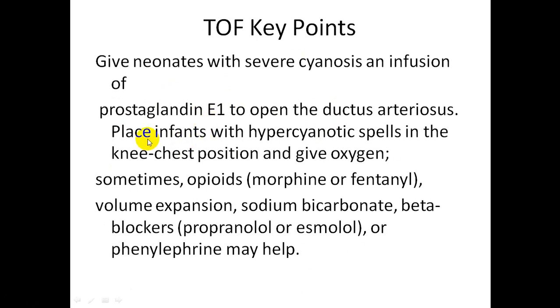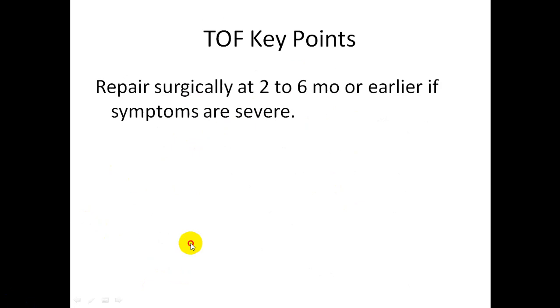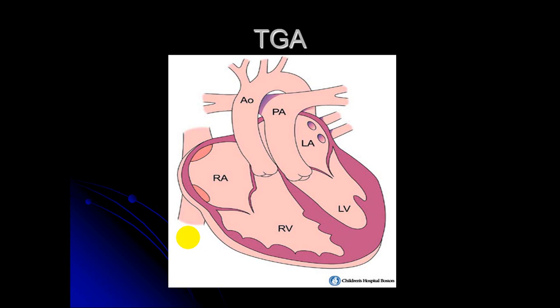Place the infant with a hypercyanotic spell in the knee-chest position and give oxygen, sometimes opiates, volume expansion, sodium bicarbonate, a beta blocker, and phenylephrine. Repair surgery is done at 2 to 6 months, as we said, or earlier if the symptoms are severe. I think this is enough for tetralogy of Fallot.